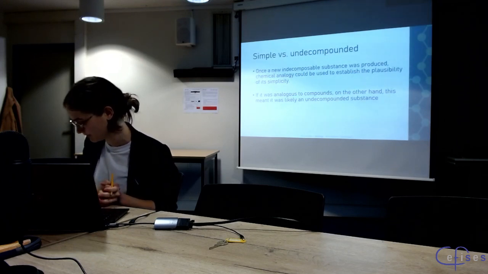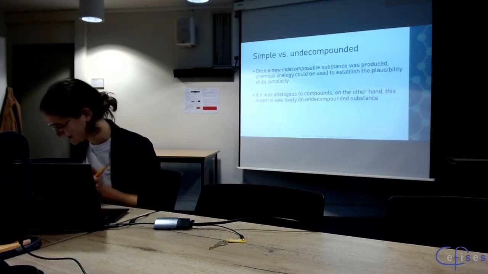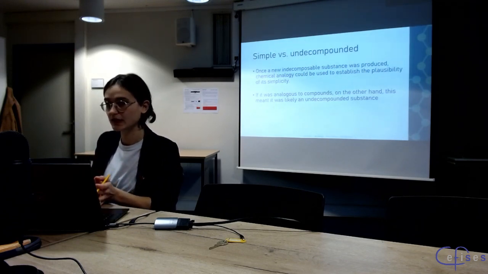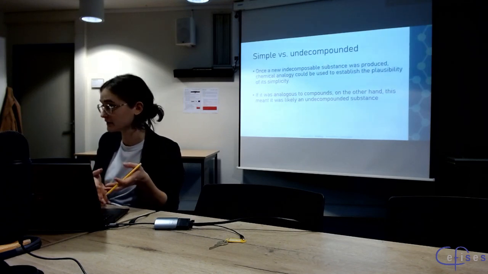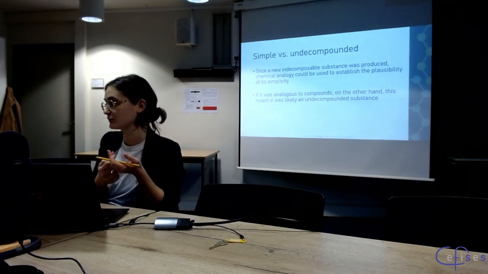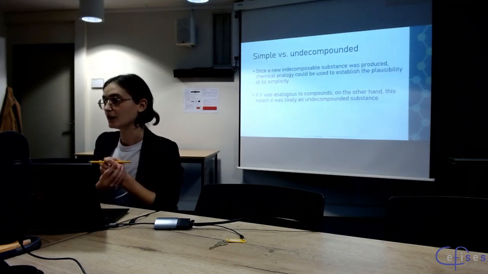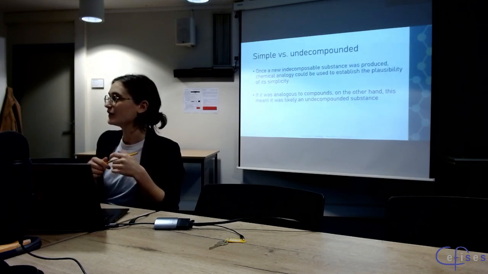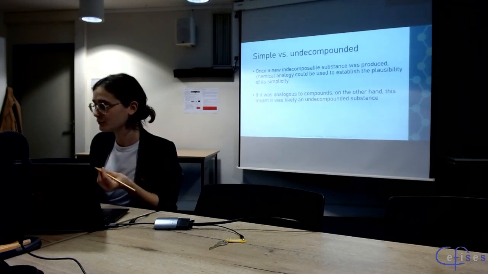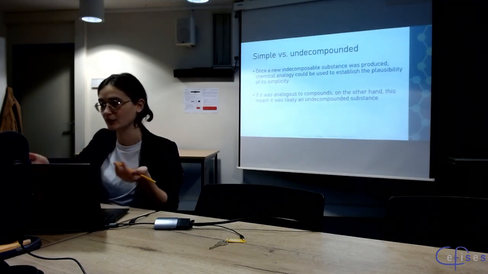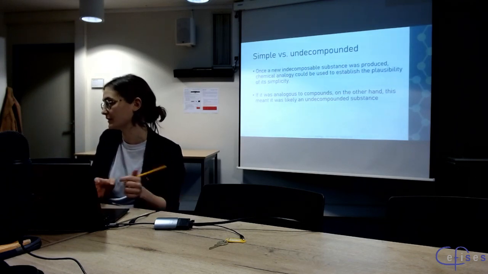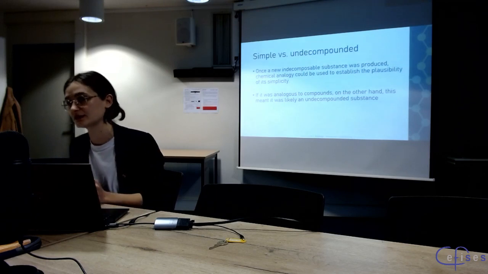So, in other words, if a new simple substance or indecomposable substance was produced and it was analogous to other substances that were already known to be simple, then it was very plausible to say, well, this is probably also a simple substance. Or at least, even if that doesn't mean that it might be absolutely simple, because that's impossible to prove, that it might not be decomposed in the future, at least it will be as simple as all the other simple substances, because it fits into a classification that makes sense.